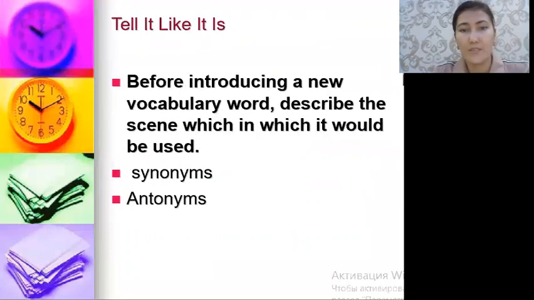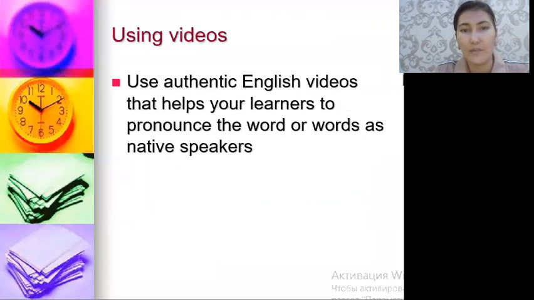Tell it like it is. Before introducing a new vocabulary word, describe the scene in which it would be used. You can use synonyms, antonyms, and so, for example, I ate too much. I overate. This will help to build connections between English words and teach synonyms without even trying.